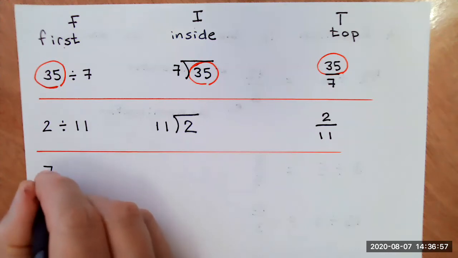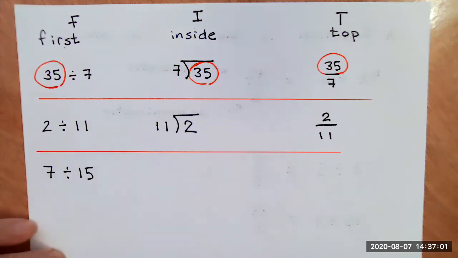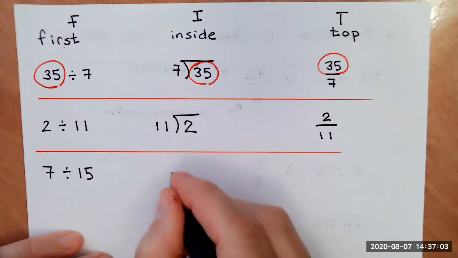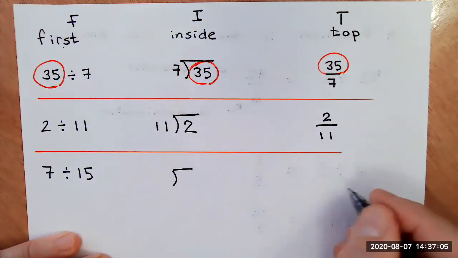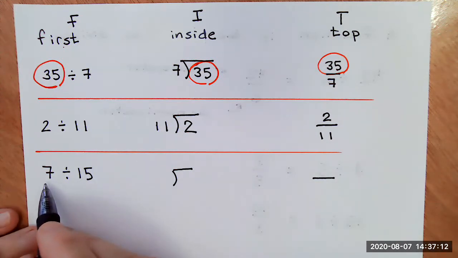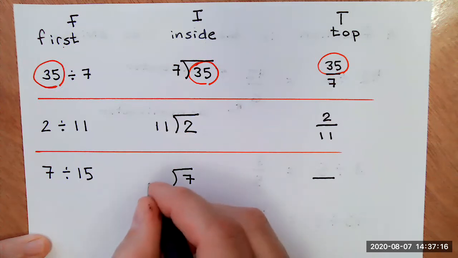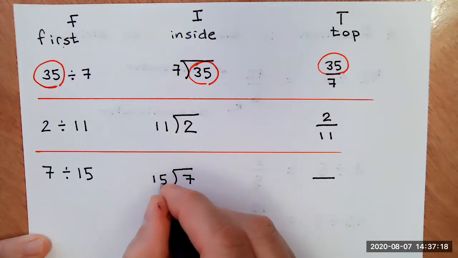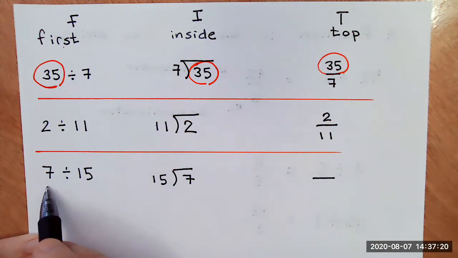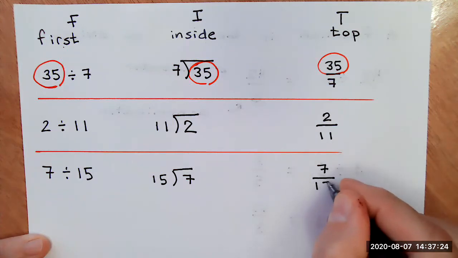You have 7 divided by 15. Try to write it the other 2 ways. Well, the 7 is first, so it should go inside. And the number that's first also goes on top.